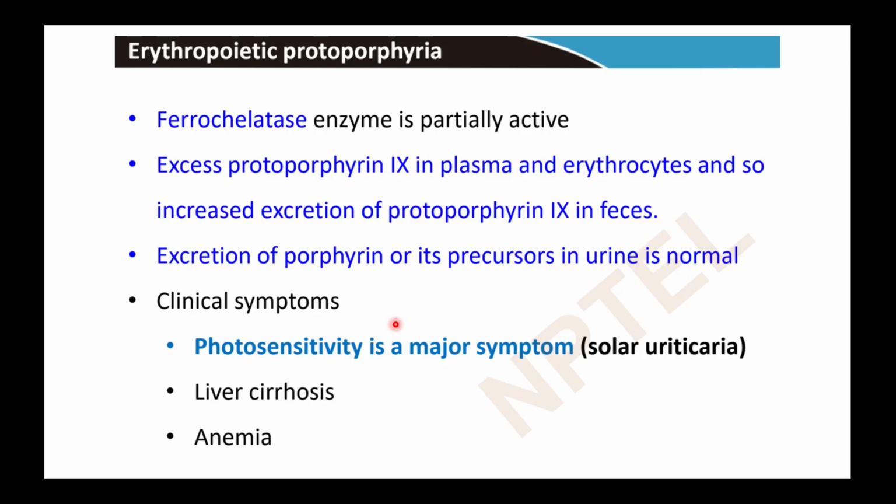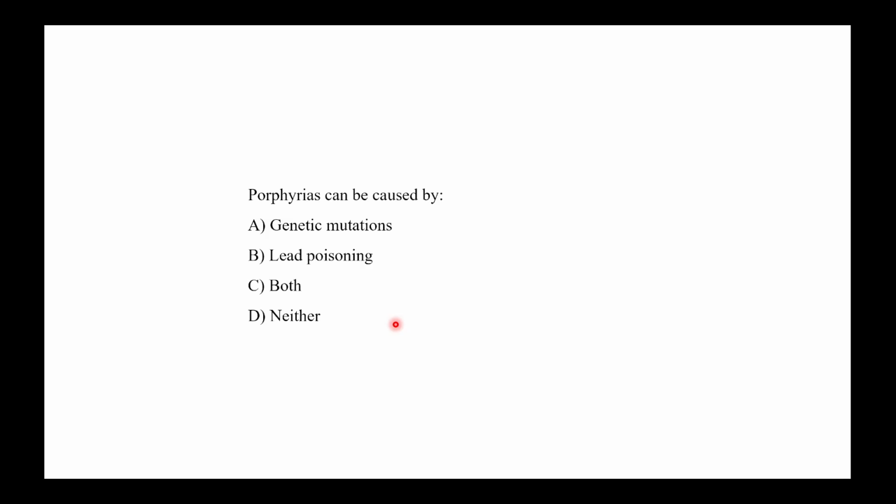And the clinical symptom of photosensitivity is a major symptom, okay? In case of erythropoietic protoporphyria, photosensitivity is a major symptom. Apart from that, liver cirrhosis and anemia can occur. Anemia because, again, heme synthesis is not occurring. So any defect in heme synthesis could lead to anemia. Okay, I hope that's clear.